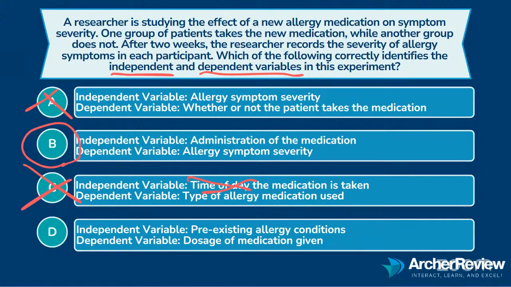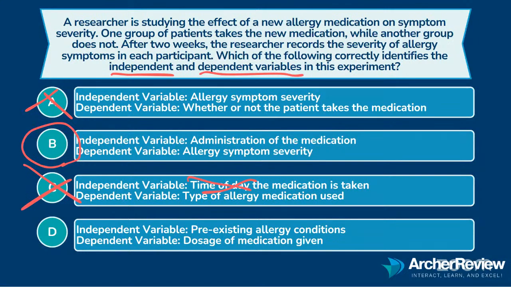All right, D, independent variable, pre-existing allergy conditions. There was, again, no discussion of that in the passage. And that's not what we're measuring. We're not looking at whether they had pre-existing allergy conditions. We're looking at the effectiveness of an allergy medication.